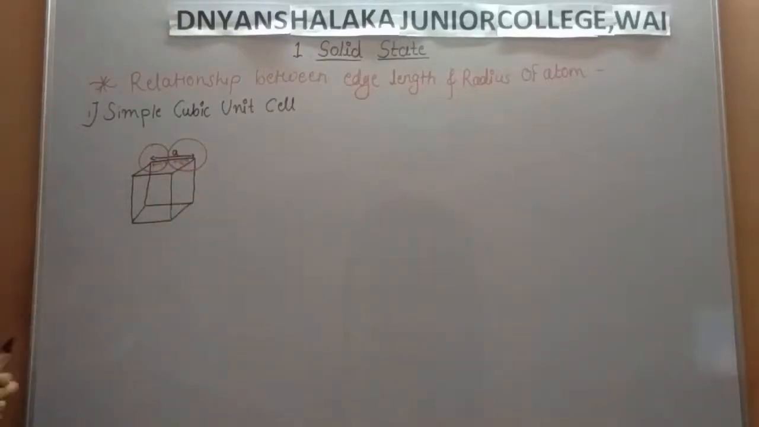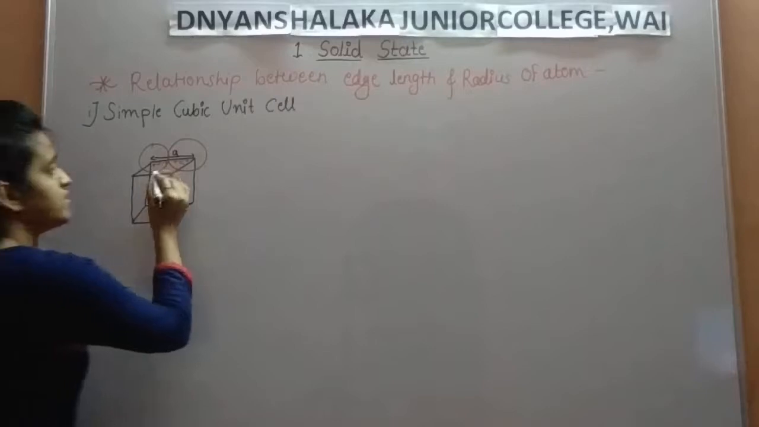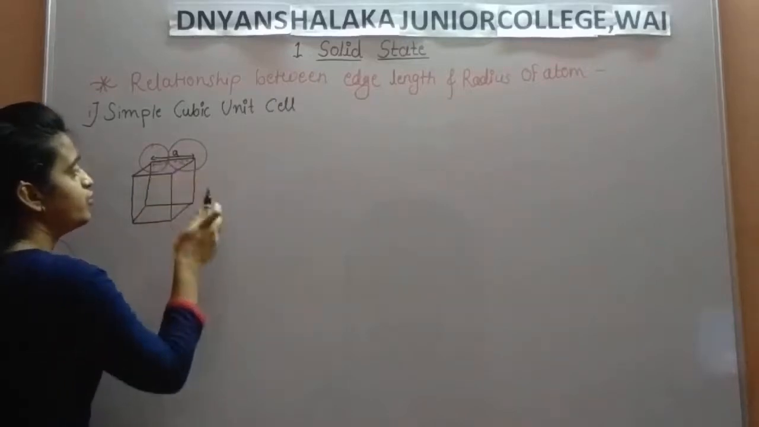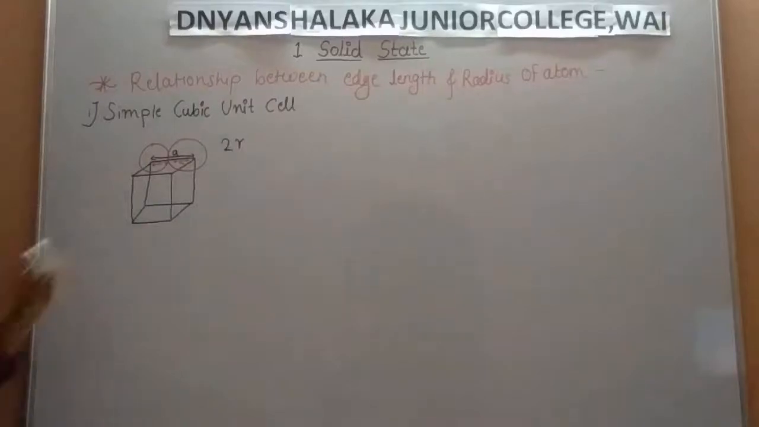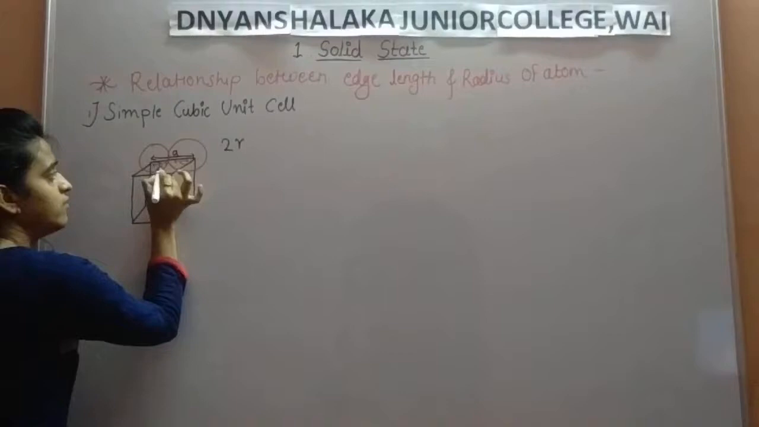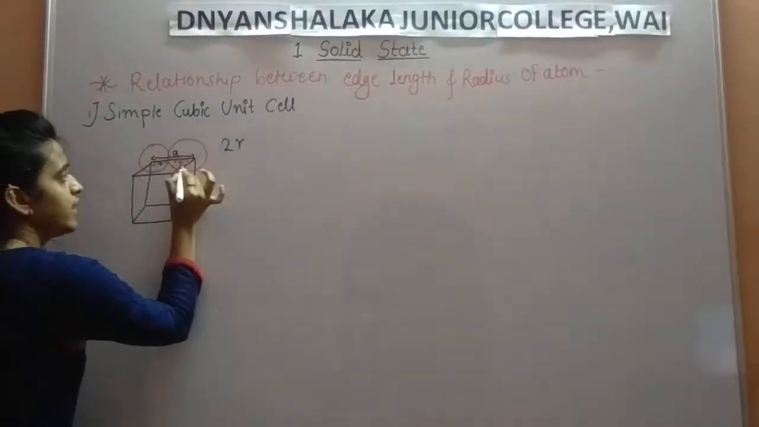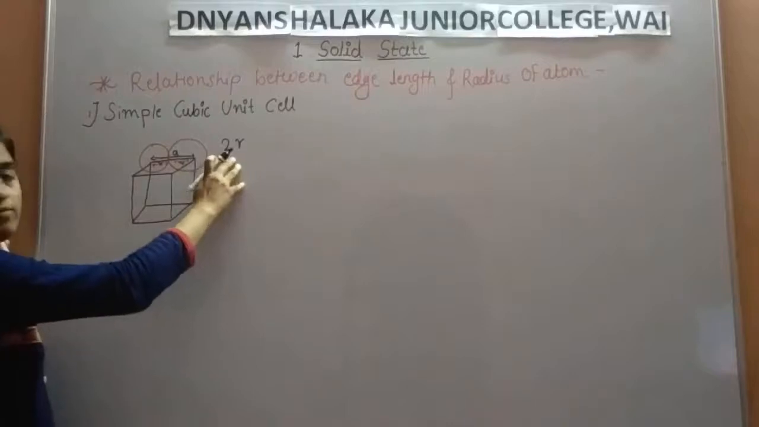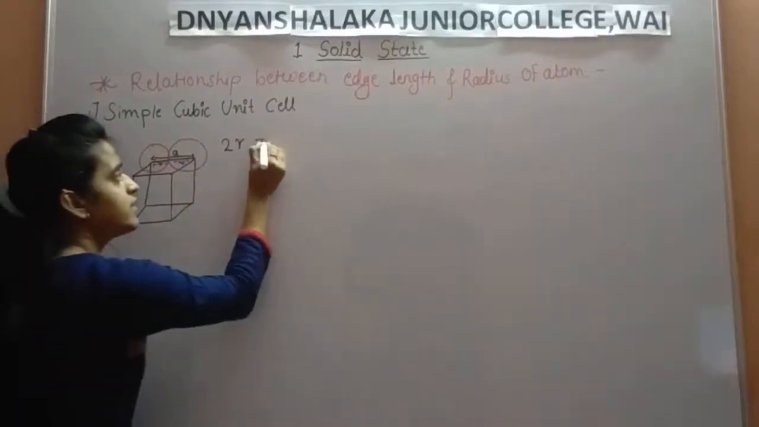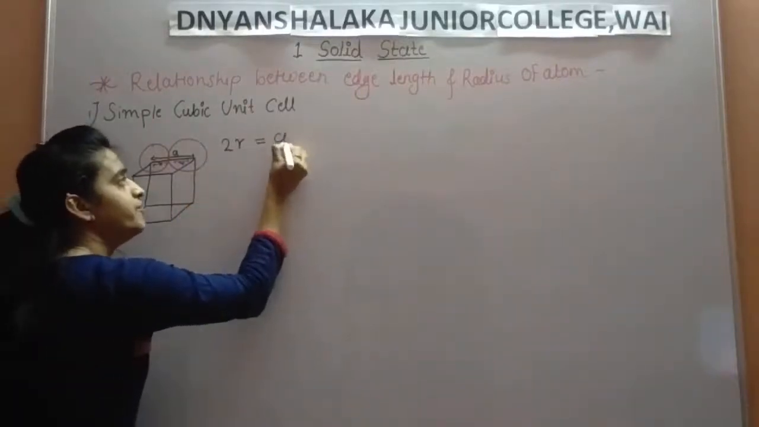So how to find out the radius and diameter? First, we consider these as R1 and R2. So this is 2R, meaning R1 and R2. This is the first R and this is the second R. So 1R plus 1R we get 2R, and this 2R is equal to the edge length A.